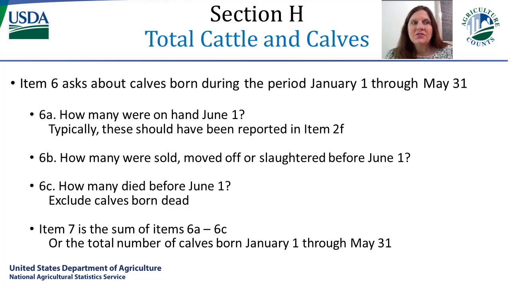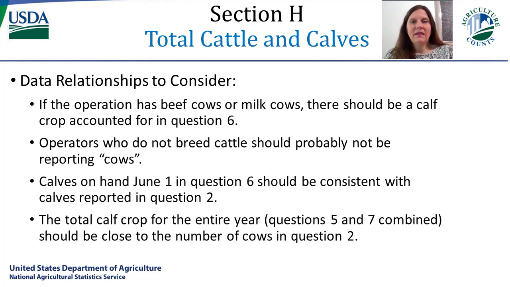Item 6, ask about calves born during the period January 1 through May 31st. How many were on hand June 1st? This number should also have been reported in item 2F. How many were sold, moved off, or slaughtered before June 1? And then finally, how many died before June 1st? Item 7 is the total of the 3 pieces and gives the total number of calves born from January 1 through May 31st.